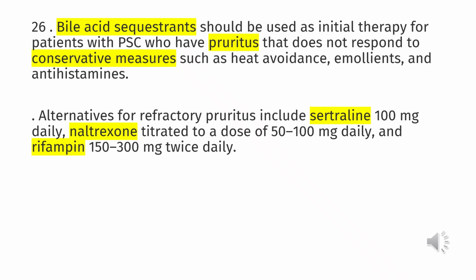Alternatives for refractory pruritus, I mean pruritus which is not even responsive to bile acid sequestrants, should be sertraline 100 milligram daily. That's one option. Another option is naltrexone, and you titrate to a dose of 50 to 100 milligram daily. And finally, you may use rifampin 150 to 300 milligram twice daily.